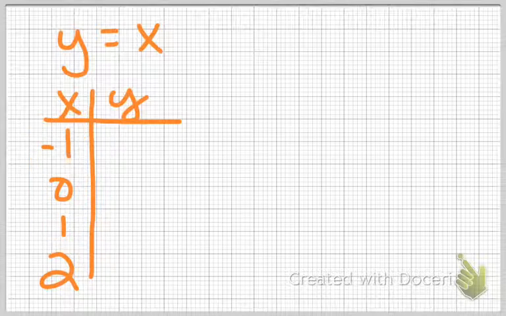So if I plug a -1 in there, I get -1. If I plug a 0 in there, I get 0. If I plug a 1 in there, I get 1. If I plug a 2 in there, I get 2. So what we plug in, we get out. I put in a 0, I get out a 0.